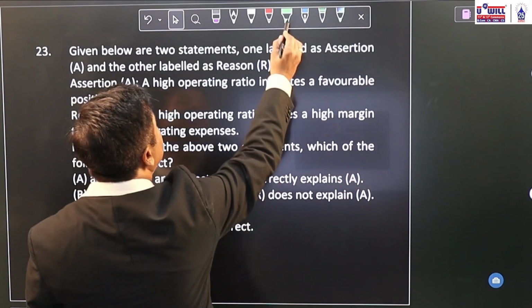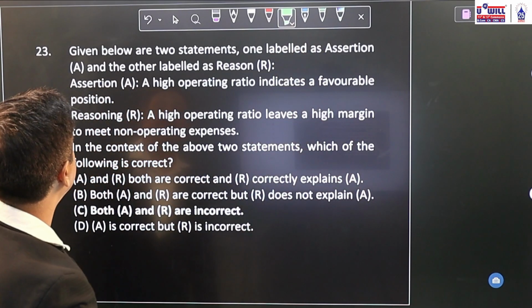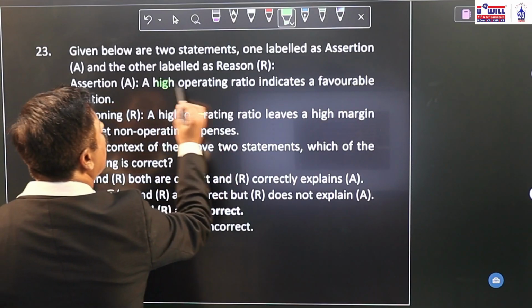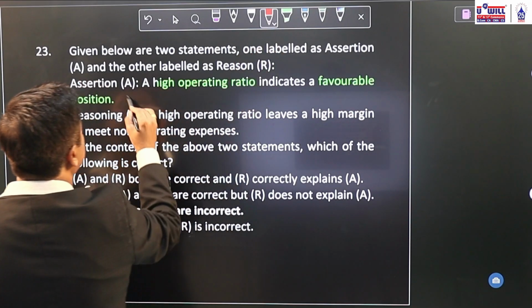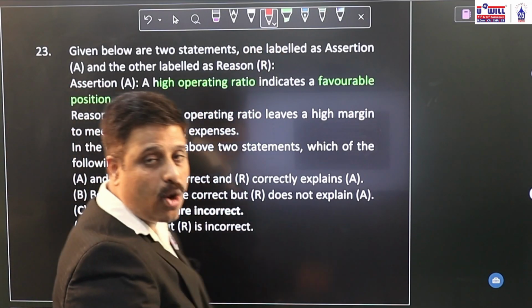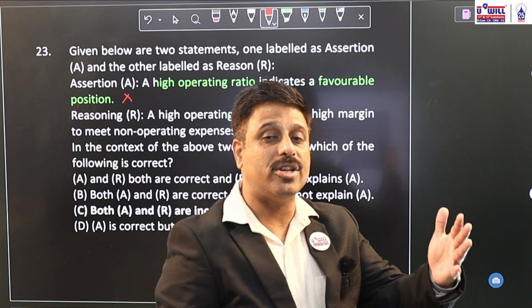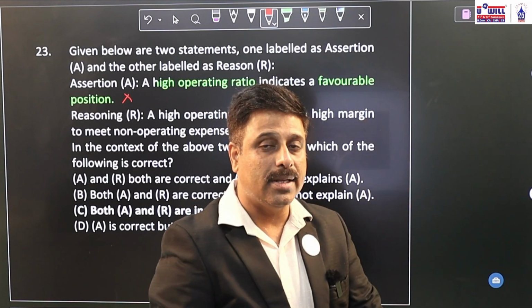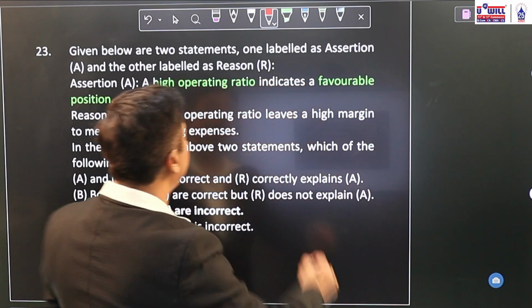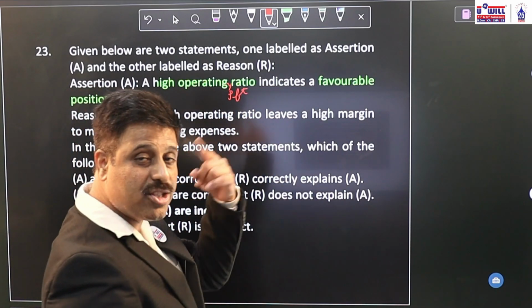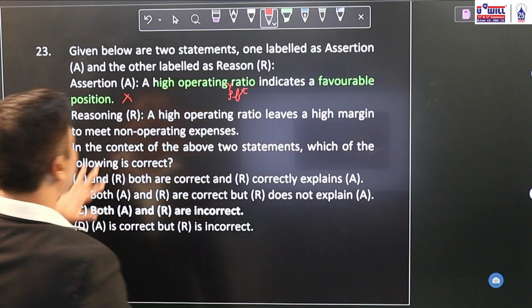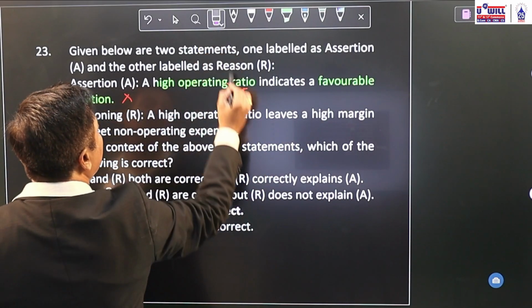Given below are two statements again, assertion and reasoning. Assertion: high operating ratio indicates favorable position. No, wrong. Operating ratio is the operating cost ratio. High operating cost ratio is an unfavorable position. Which is the favorable position? Operating profit ratio, if it was given. Then high profit ratio is a favorable position. This is wrong. Operating ratio is an unfavorable position.